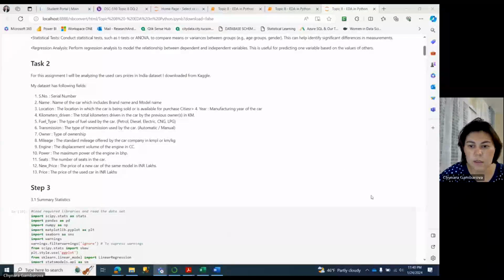And this is our last assignment, and the name of the assignment is Exploratory Data Analysis in Python. I'll go ahead and share my screen so you can see my Jupyter Notebook.